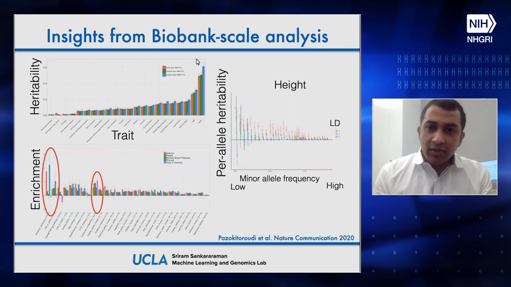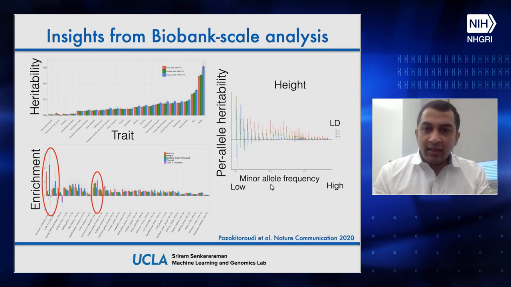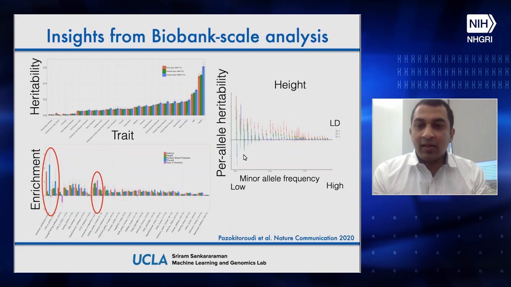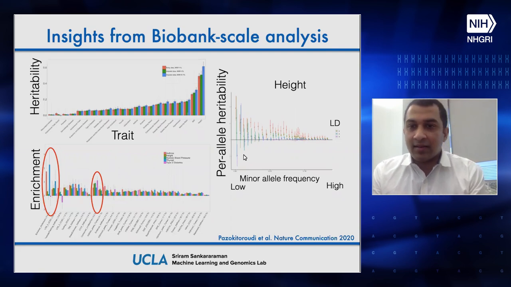We are also able to partition heritability across population genomic annotations like the allele frequency and the LD patterns of a SNP. And what we find is that the per allele heritability tends to increase as you have SNPs that are lower in allele frequency, as well as SNPs with lower levels of LD, consistent with the effect of negative selection acting on these traits.